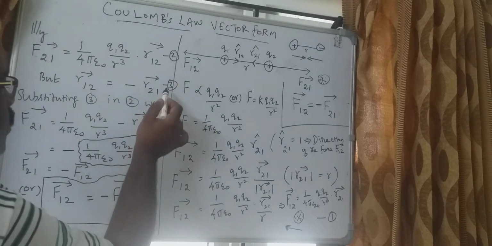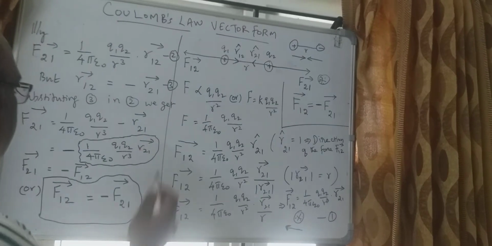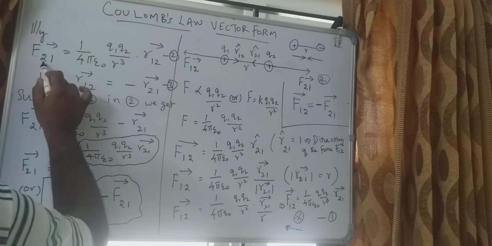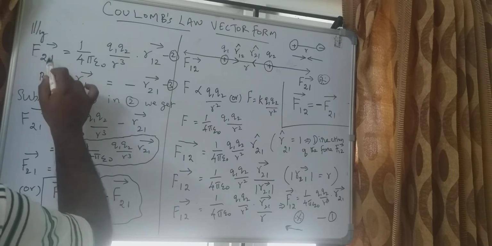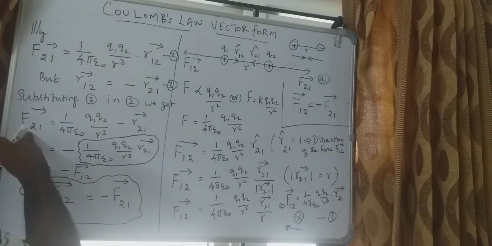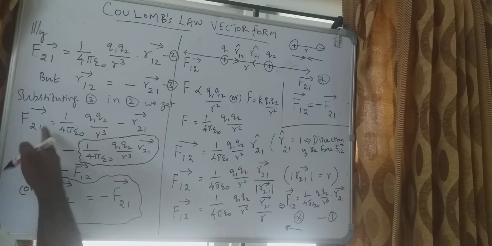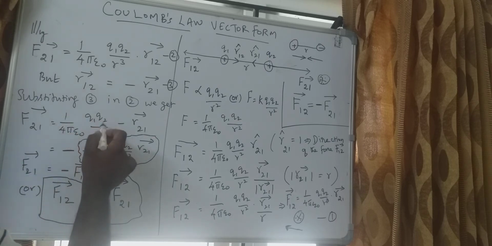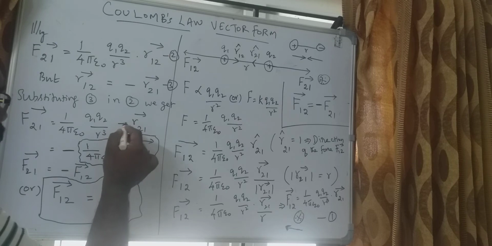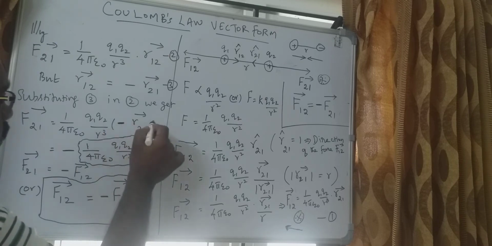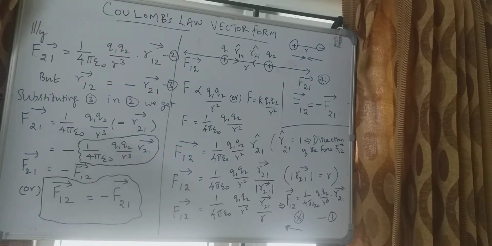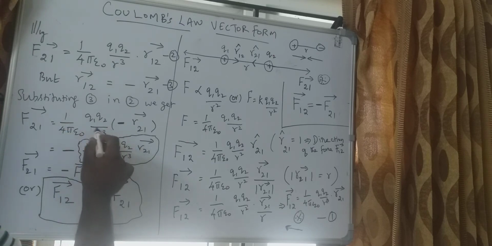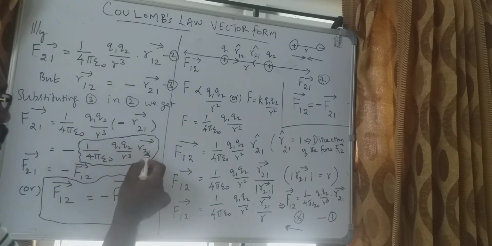Now, substituting these 3 in 2, we get F acting on 2 from the charge 1. Force exerted on 2 by the charge 1 is equal to 1 by 4 pi epsilon naught Q1 Q2 divided by R cube into minus of R 2 1 vector. That is equal to, this minus sign comes here, minus 1 divided by 4 pi epsilon naught Q1 Q2 divided by R cube R 2 1 vector.